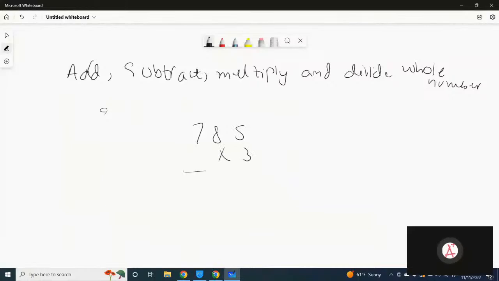So we already know how to multiply. Start multiplying; you have to start from the rightmost digit. 3 times 5 is 15. Write a 5 over here, carry 1. 3 times 8 is 24, and 24 plus 1 is 25. Write 5 here and carry 2. 3 times 7 is 21, plus 2 is 23. So it would be 2355. Got it?